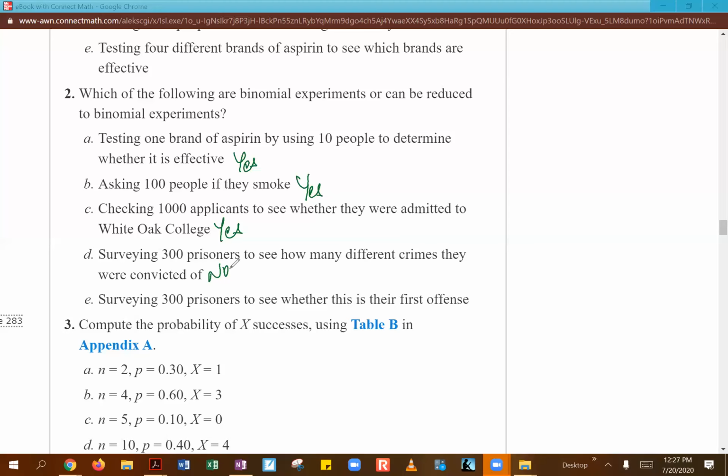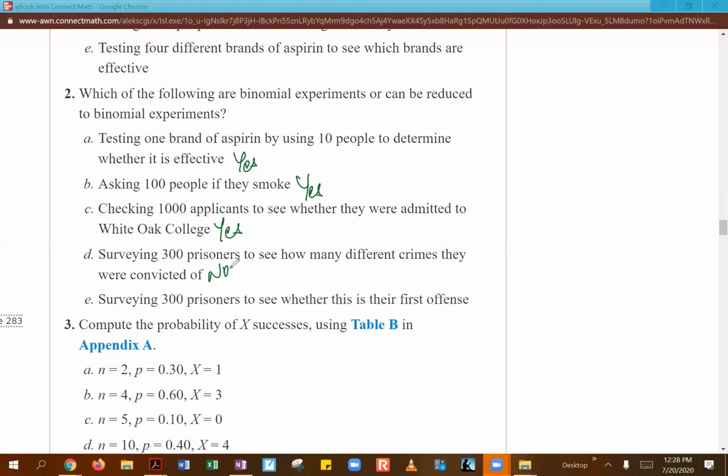Okay, so we do have a fixed number of trials because again, we are taking a survey of 300 prisoners. Jesus and Kimberly, you guys are also saying yes. Now they want to know if this is their first offense or not, right? So in this case, either it is or it is not. So you can break it down into two outcomes.